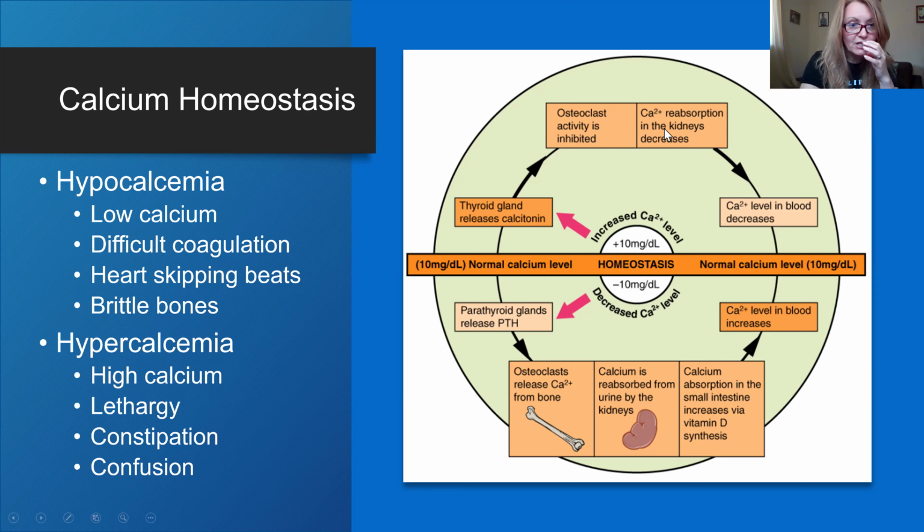And what I mentioned over here, when you have too much calcium, it's called hypercalcemia. That makes you tired, with constipation and confusion. So neither one is good for you. And that's why, thankfully, to our endocrine system, the thyroid gland and parathyroid gland. By the way, the parathyroid gland is more important in this homeostasis. But thanks to these two hormones, you can restore your normal calcium level to 10 milligrams per deciliter.